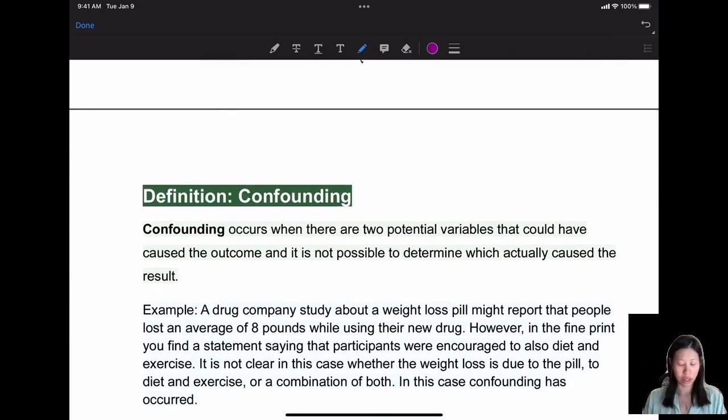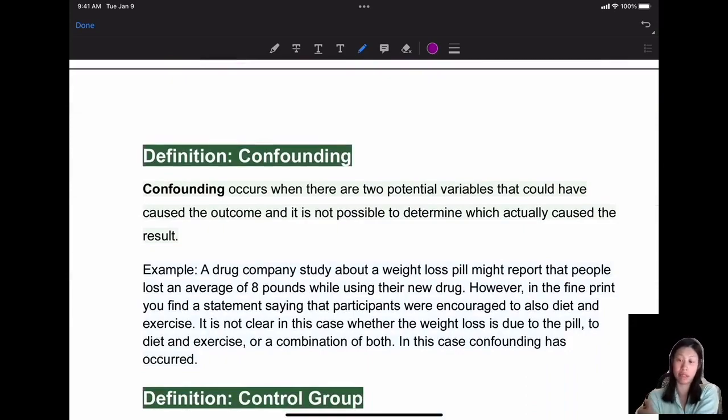Okay. So there's another thing called confounding. Confounding occurs when there are two potential variables that could have caused the outcome, and it is not possible to determine which actually caused the results.